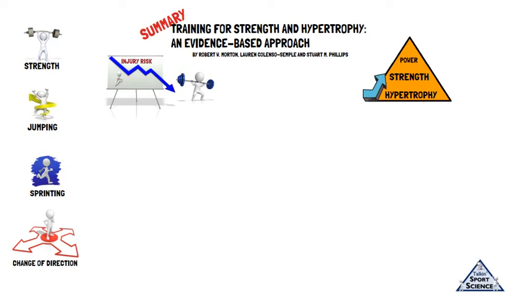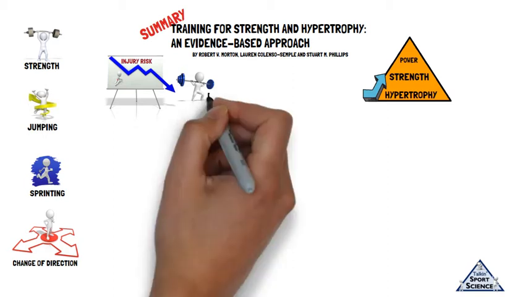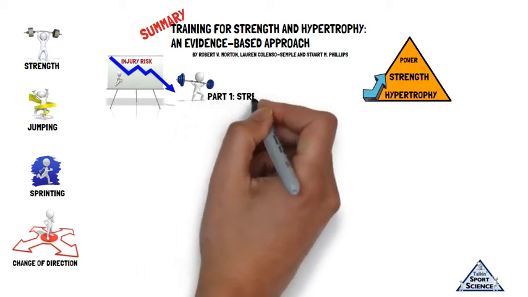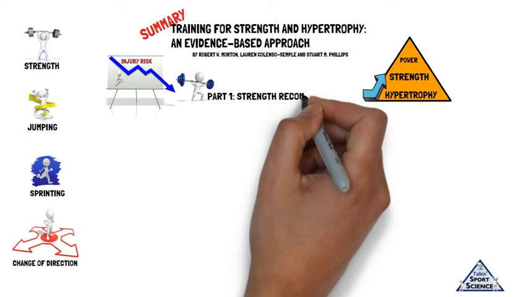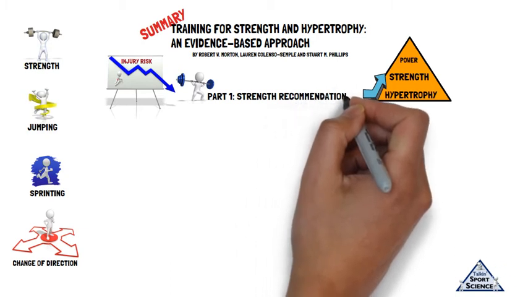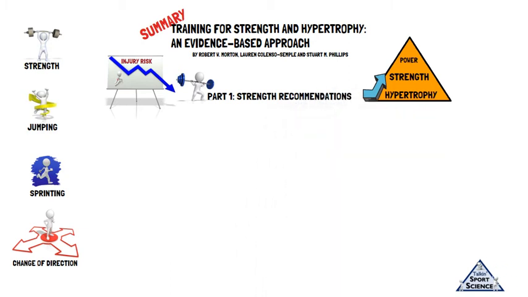Part 1 is going to summarise the 5 key recommendations to optimise strength, and Part 2 is going to summarise the 5 key recommendations for hypertrophy. Let's dive straight into the strength recommendations.